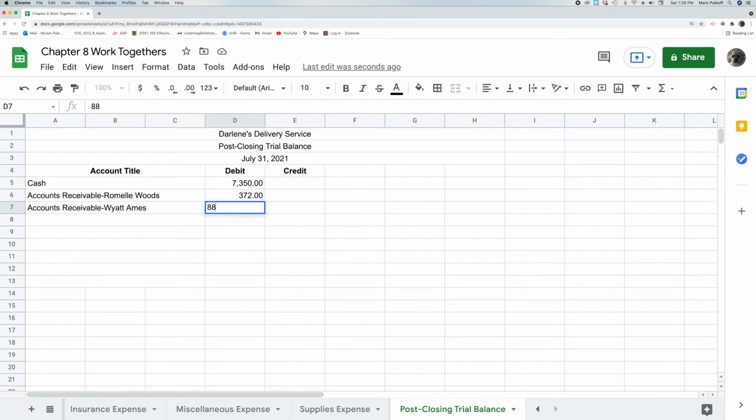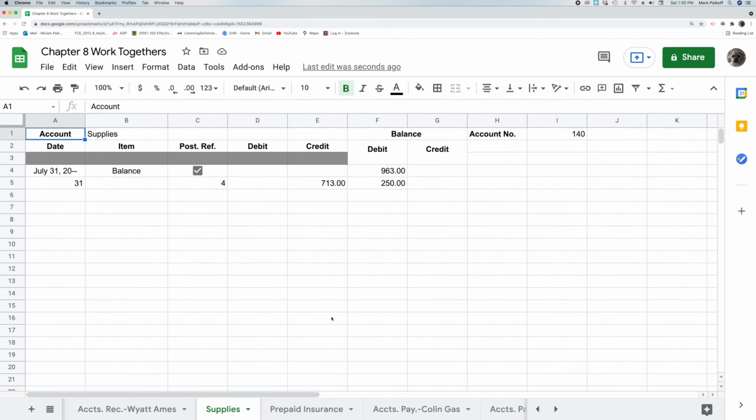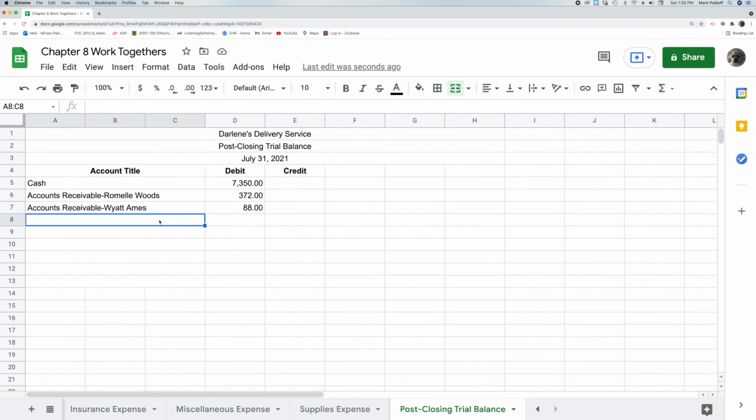The next account is going to be supplies. So if we come over to the supplies ledger, we're going to use the updated account balance, which is $250. So if we come back over to the post-closing trial balance, we're going to put in supplies for the account title, and then we're going to record the amount in the debit column.